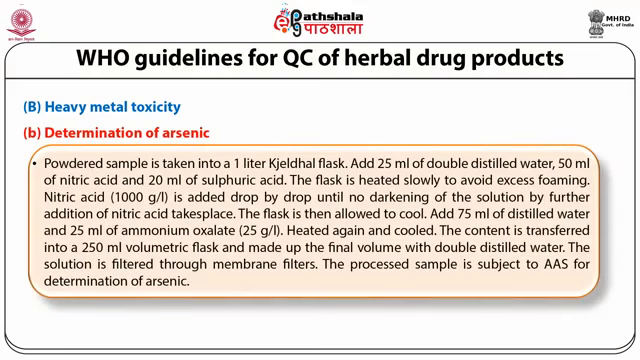In case of arsenic, the sample is digested with nitric acid and sulfuric acid, and nitric acid is again added drop by drop till no darkening of the solution takes place. The flask is allowed to cool. Distilled water is added along with ammonium oxalate. It is again heated and cooled. The contents are transferred to a volumetric flask and made up to a volume of 250 ml. The solution is filtered through membrane and the sample is subjected to atomic absorption spectroscopy for the determination of arsenic.